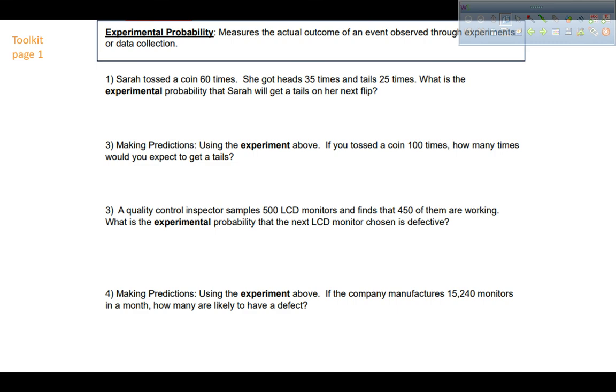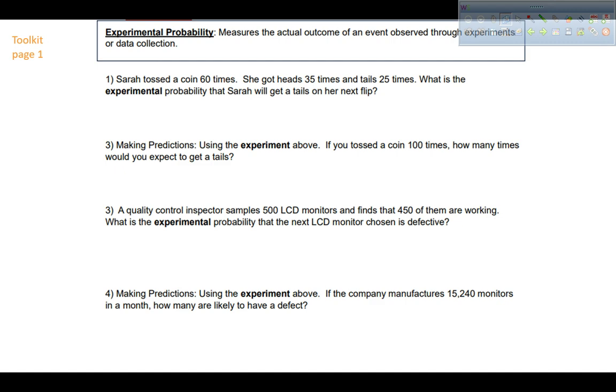So in this first example, it says Sarah tossed a coin 60 times. She physically did this experiment. She took a coin and she tossed it 60 times. These are her results. It's an experiment because she physically had to do something to get these numbers, okay? I'm on here in 13. So Sarah tossed a coin 60 times. She got heads 35 times and tails 25 times. What is the experimental probability that Sarah will get a tails on her next flip?